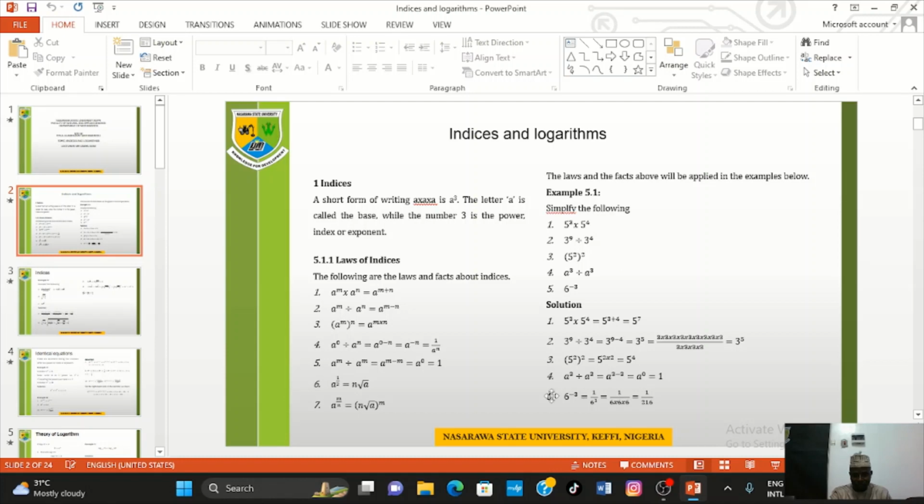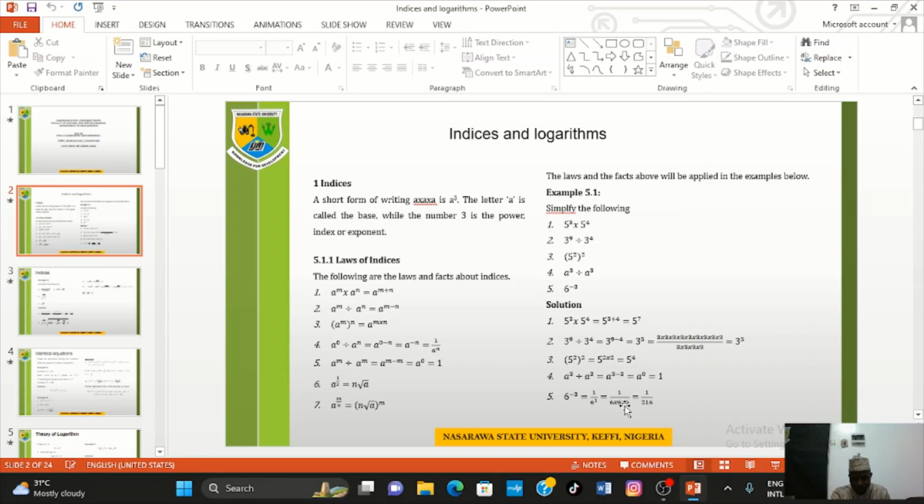So number 5, 6 raised to the power of minus 3. Once any number is raised to the power of minus, mathematically we can transform it into 1 all over that particular number to the power without the minus. As you can see, 6 is now raised to the power of 3. So meaning 1 all over 6 raised to the power of 3.